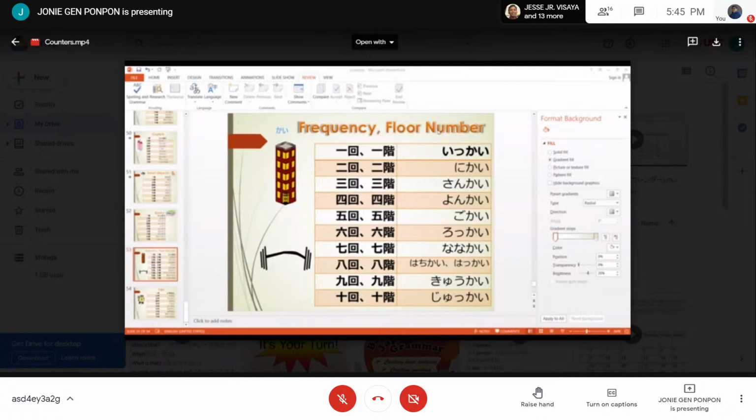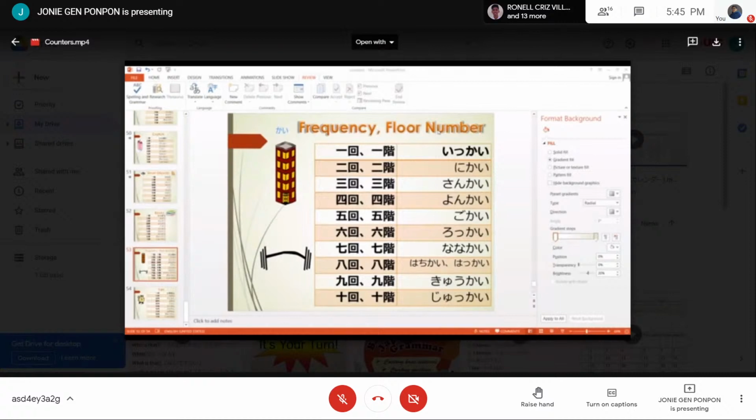Okay, ikkai. Though there are also people who count as ichi, ni, san. But if you want to be precise that it's a frequency, especially when the person you're talking to cannot see, you will say ikkai, nikai, not ichi, ni, san. So for frequency and floor number, first floor, or first lift of the barbell or first push-up, that is ikkai.